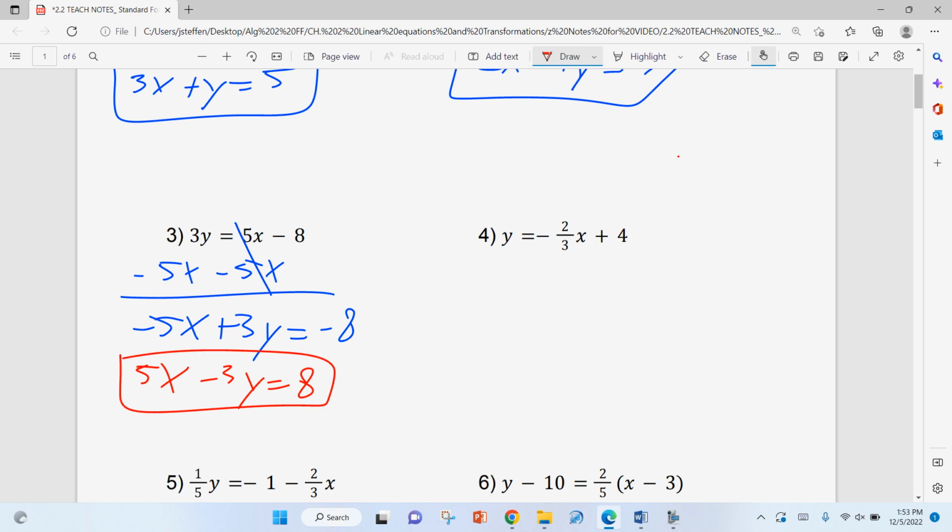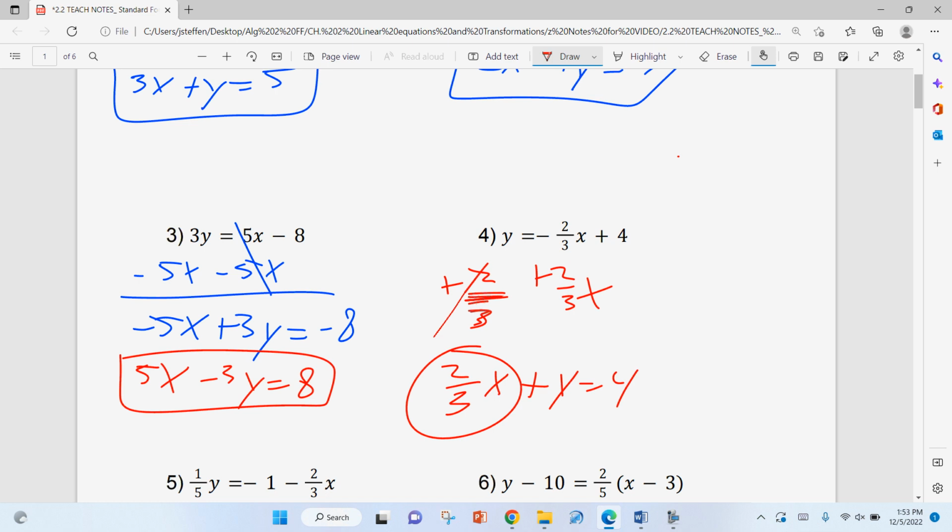Number 4, there's a couple different things you can do with this. I guess I should say you can do it this way, but real quick, I would not recommend this. So you have positive 2 over 3x plus y is equal to 4. You're almost there, but we can't have any fractions. So what I would do, instead of doing it this way, I would get rid of the fraction right away.